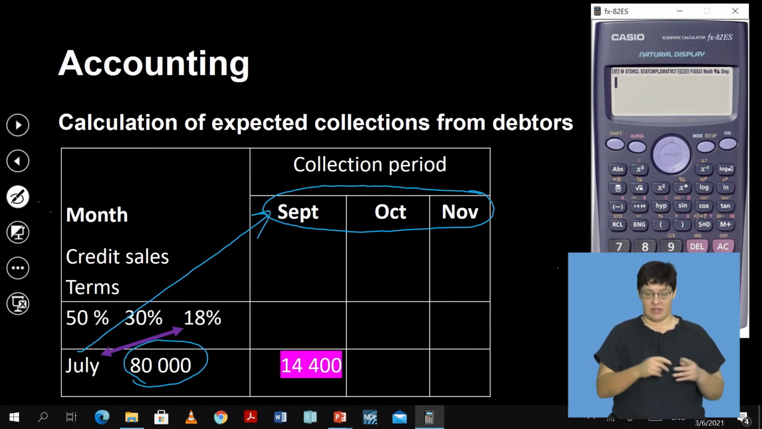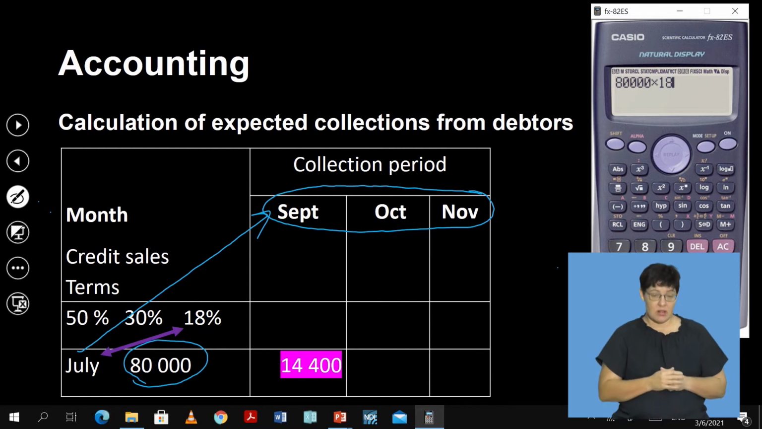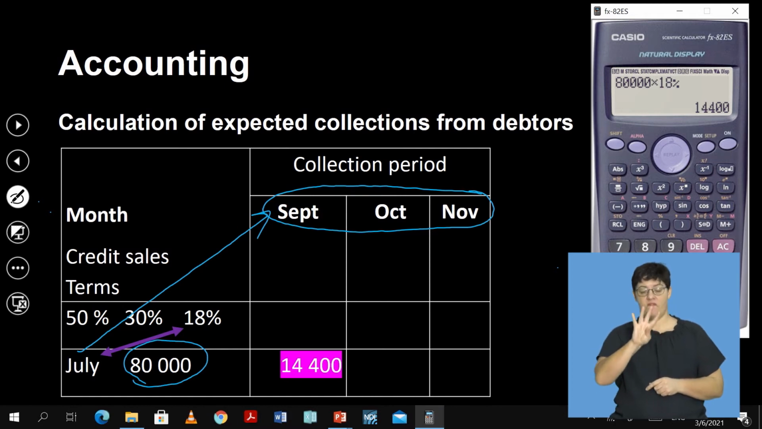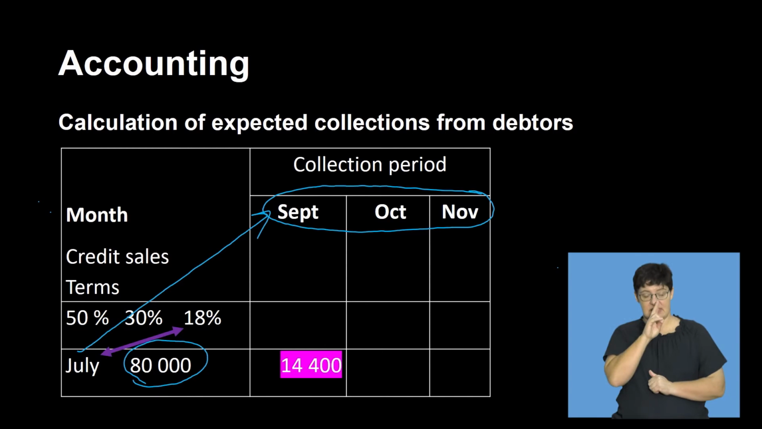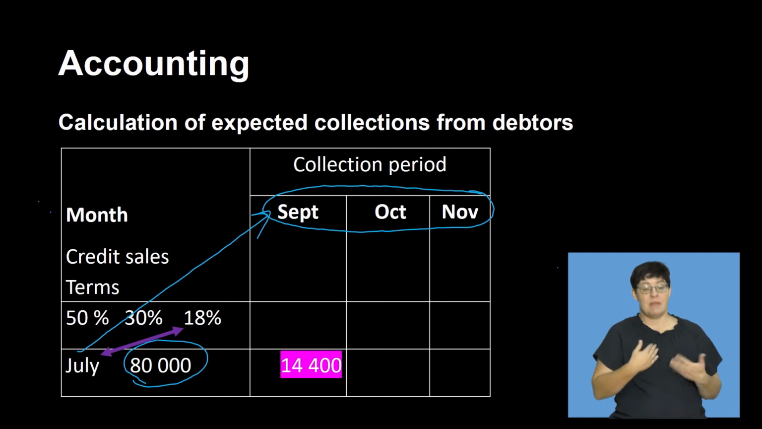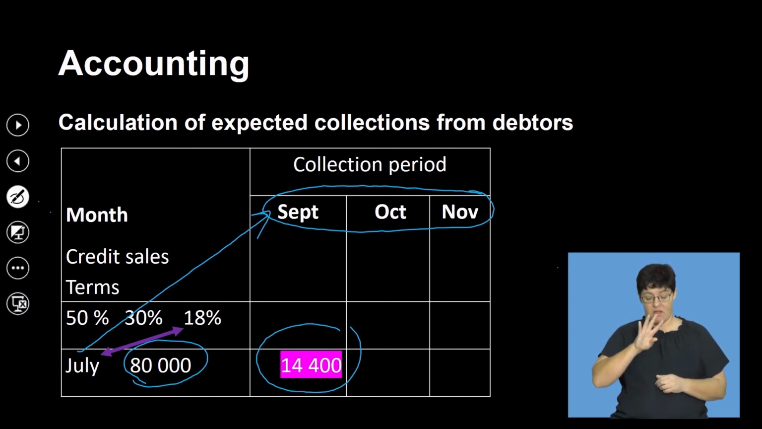Right, so let's do the calculation now using our calculator, and we can clearly see that we work with 80,000, which was my credit sale, right, times the 18%, which I anticipate to receive when? In September. And if we do that calculation, you find you get a figure of 14,400. So here goes. July sale impacting in September. You can see July is the 18%, and therefore in my debtors collection period, I'm anticipating to receive an amount of 14,400. Can you see?